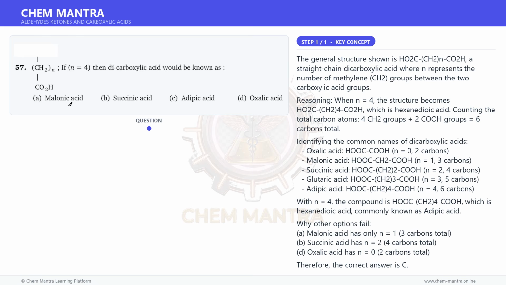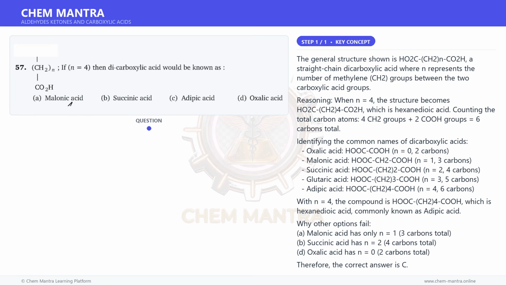Identifying the common names of dicarboxylic acids. Oxalic acid, HO2C-CO2H, n is equal to 0, 2 carbons. Malonic acid, HO2C-CH2-CO2H, n is equal to 1, 3 carbons. Succinic acid, HO2C-(CH2)2-CO2H, n is equal to 2, 4 carbons. Butyric acid, HO2C-(CH2)3-CO2H, n is equal to 3, 5 carbons.